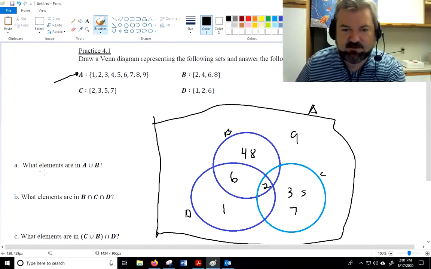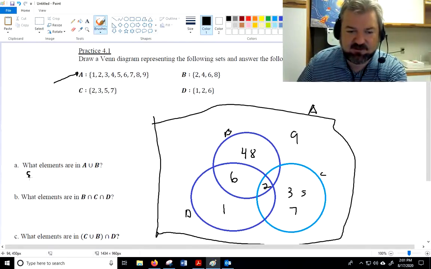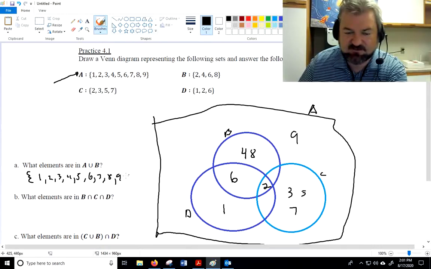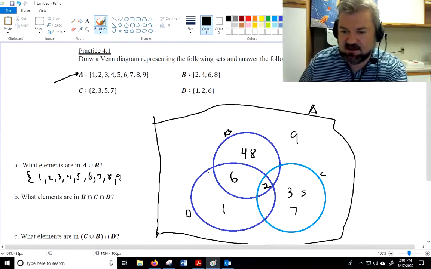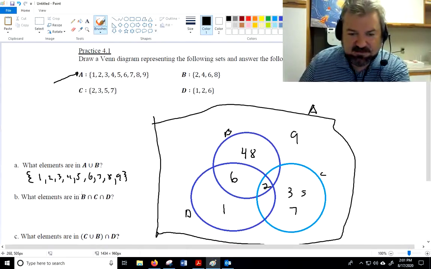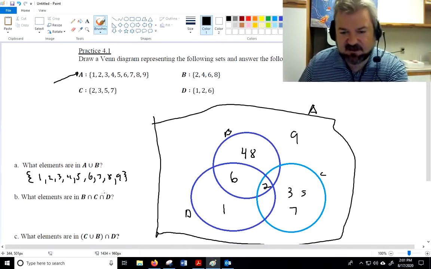Okay, so A union B is everything that's in A union with B. So that's 1, 2, 3, 4, 5, 6, 7, 8, 9. So that's everything that's in A. Now I got to add what's in B. But all the things that are in B are already in A because B is contained in A. So I'm done. What elements are in B intersect C intersect D?